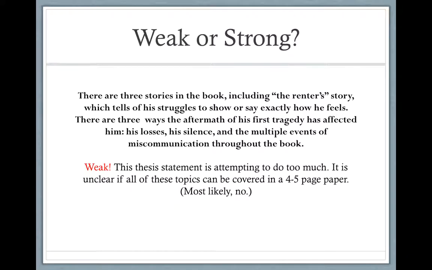If you said weak, you are right. This thesis statement is attempting to do way too much. First it says there's 3 stories, then there's 3 different ways the tragedy has affected the character. That's 6 different things the reader is supposed to keep track of, and that's way too much for a 4 to 5 page paper. Doesn't give me any hope or faith that the writer will be able to cover all of these topics in this amount of space. So this thesis statement needs to be focused in more and narrowed down significantly.